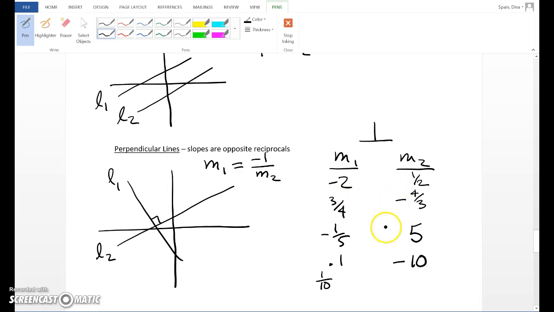Okay, so opposite reciprocals. You have to be able to do that. Because what we're going to be doing next is writing equations of lines. And they might be perpendicular to a given line or parallel to a given line. So you have to be able to recognize what those slopes are going to be.